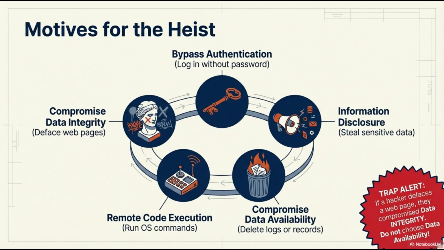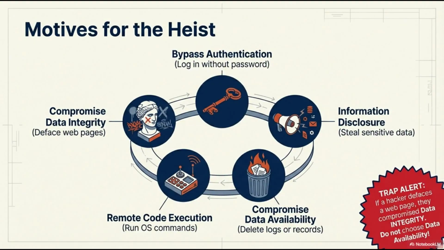Which brings us to our second interactive study prompt. Think through the cascading effects of these motives. If an attacker alters a database to change product prices, which specific motive does this fulfill, and what is the potential cascading impact on the business?